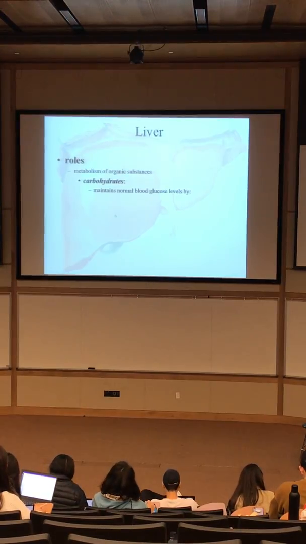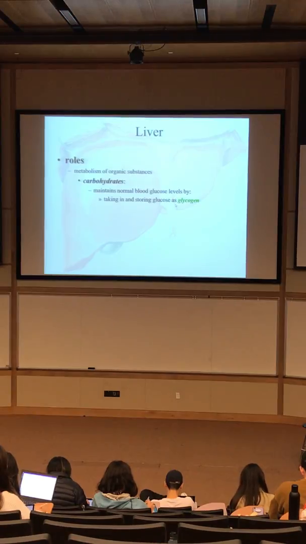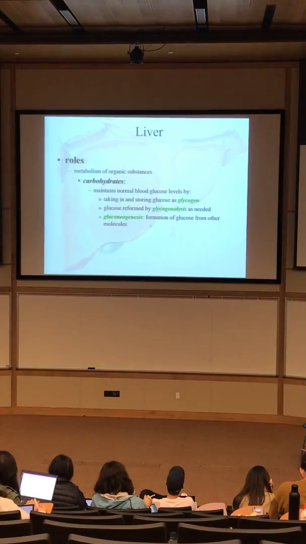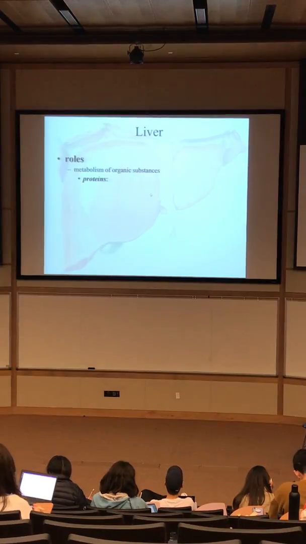The liver helps to maintain normal blood glucose by taking in and storing glucose as glycogen, if there's excess glucose, by reforming glucose by breaking down glycogen, glycogenolysis, as needed, and making new glucose from other sources by way of gluconeogenesis. So all of these processes take place in the liver in order to regulate glucose levels in the blood.